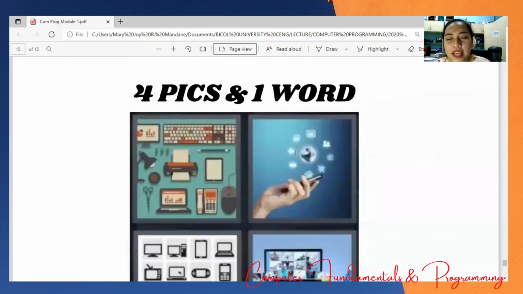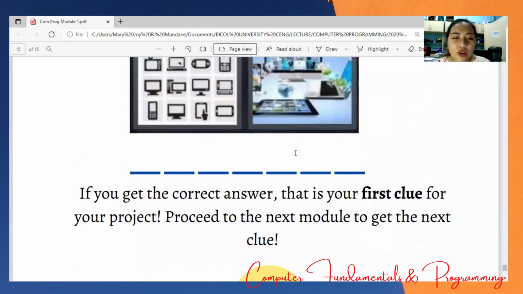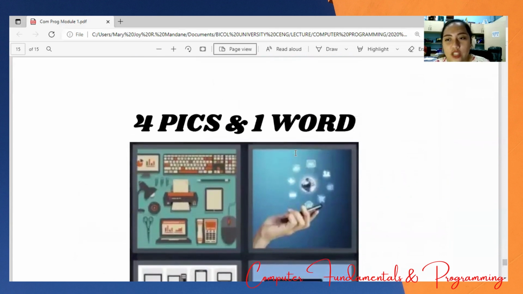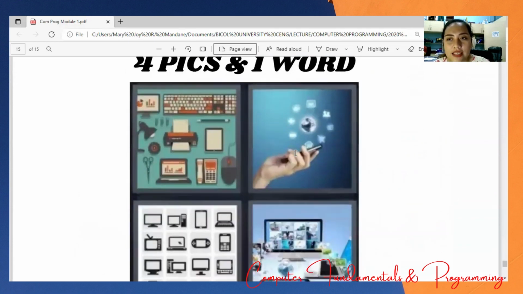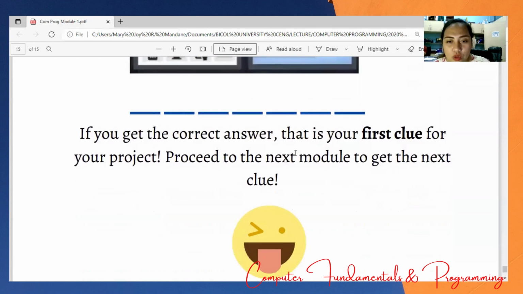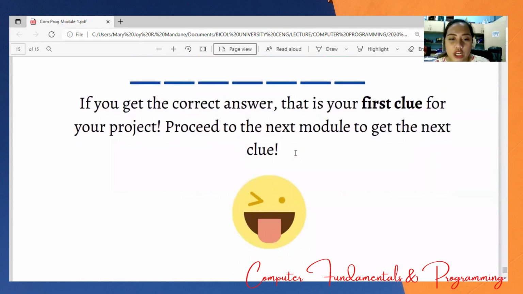So, 4 pics and 1 word. If you get the correct answer, that is your first clue for your project, and proceed to the next module to get the next clue. The first clue is the letters I gave you. You will arrange them, and they will be your clues for the succeeding parts of our project.